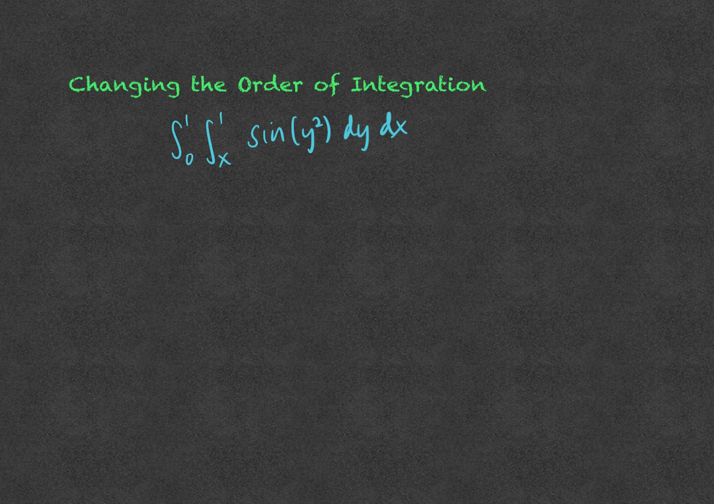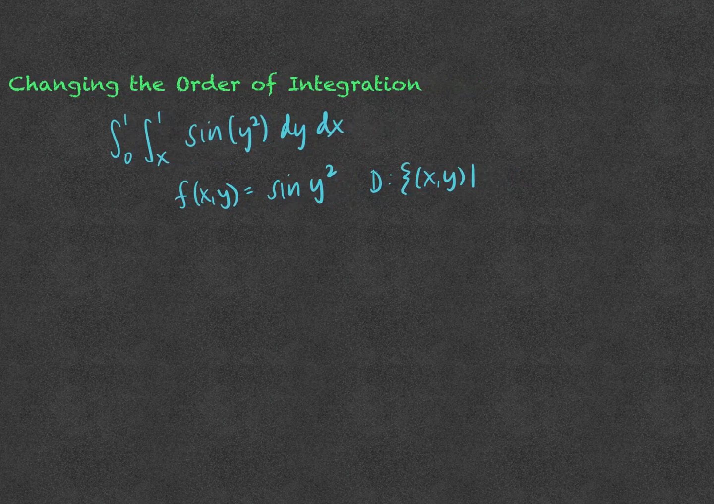Now that's possible because we can say that f of xy is equal to sine y squared. And we can look at the region kind of like our rectangles, but let's call it D. D is our set of xy, the points, such that, now look at the fact that x is between 0 and 1, and y is between x and 1. So I read all of that off the integral and wrote it appropriately.